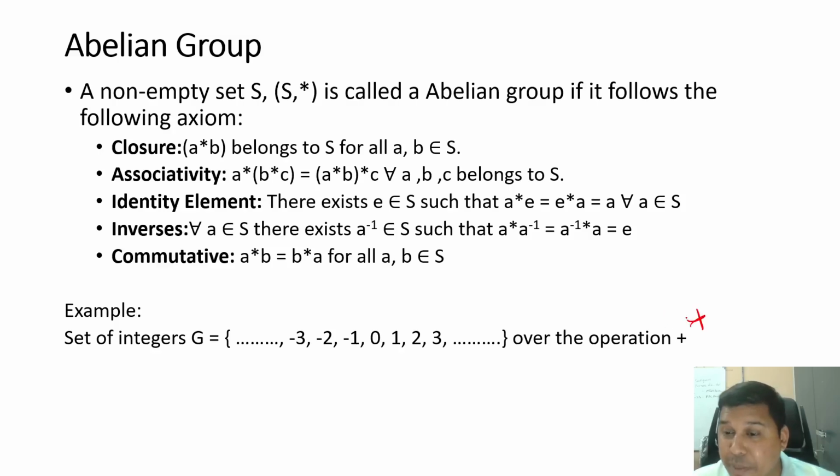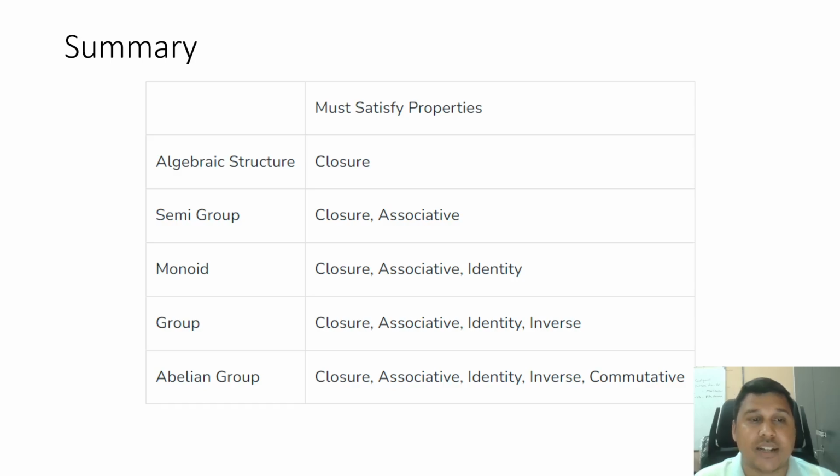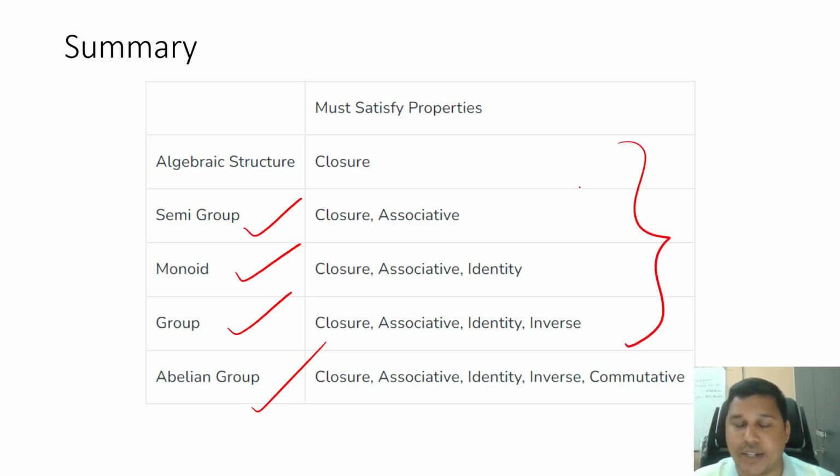Over the operation multiplication, there can be some limitations. Not all properties are satisfied. Over multiplication, it may not satisfy all the properties. Okay, that you can please try to see. So in the exam, we can expect some questions like this. A set will be given to you, and the operation will be given to you. Find out whether it is a semi-group or monoid or group or abelian group. So you have to verify these properties and find that out.